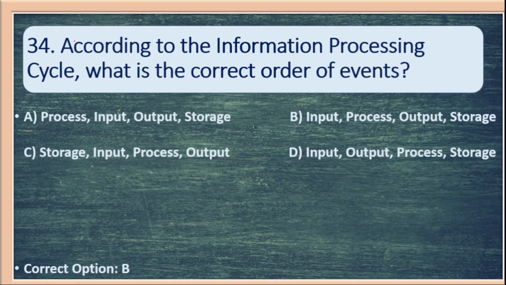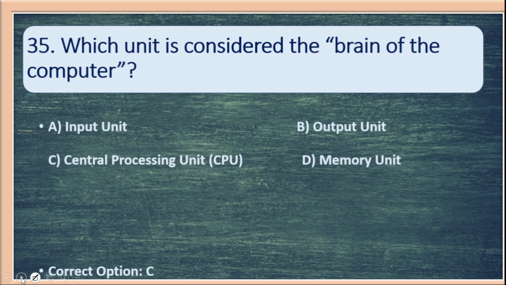According to the information processing cycle, what is the correct order of events? Process, input, output, storage; input, process, output, storage; storage, input, process, output; input, output, process, storage. Answer is B. First input, then process, then output, then storage.